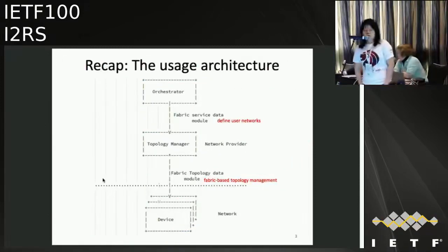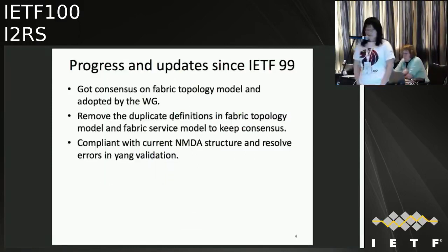Next. This is what we provided in our drafts and in our modules. We have done some work in I2RS which provides fabric-based topology management. At this layer, we abstracted the physical layer for the network provider, showing how the physical layer network looks, so the network provider can look at the whole network as composed of several network fabrics. At the higher layer, the service layer, we provided a service interface for users to define their networks.